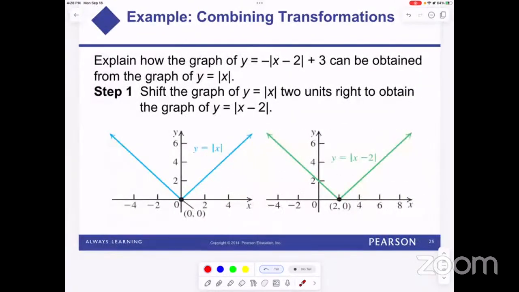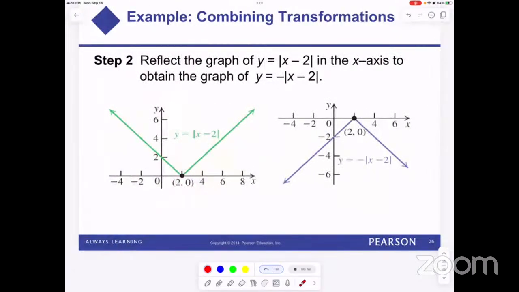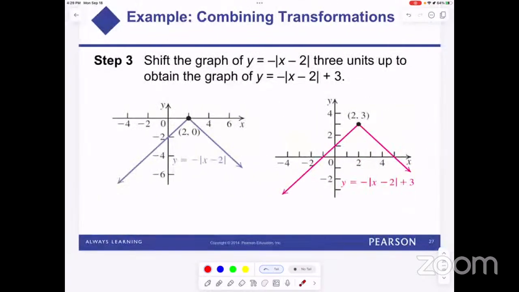We started with a V-shaped graph with the vertex at the origin. Notice we went right by 2. We flipped it vertically over the x-axis, and then we went up by 3, and that was our final graph.